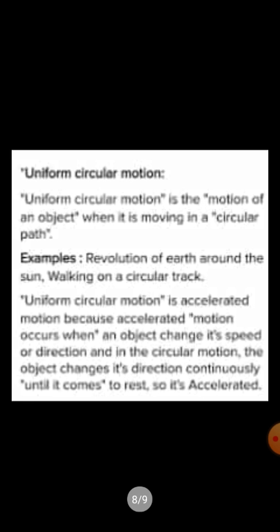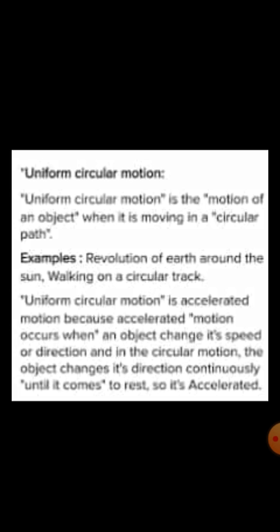Now, let us try to define what is uniform circular motion. When an object moves in a circular path with uniform speed, its motion is called uniform circular motion.